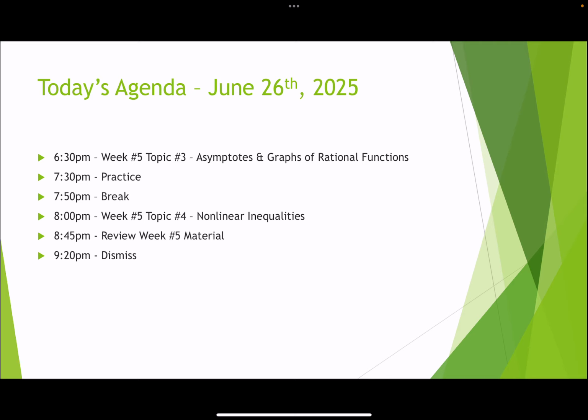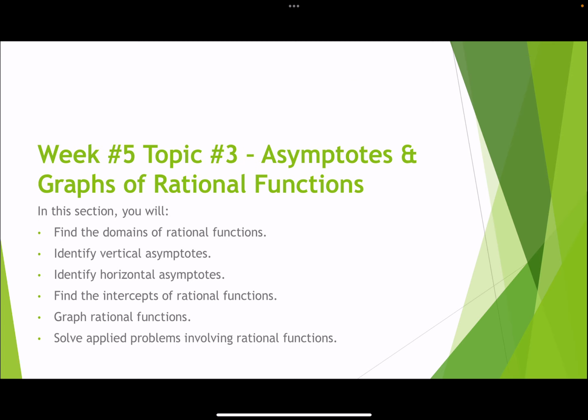So we're going to talk about asymptotes and graphs for rational functions. We'll practice a little bit. Obviously not taking a break since we're doing this virtual. Then we're going to talk about nonlinear inequalities, and then we're going to work through the week 5 material. Okay? So what we're going to talk about is finding domains of rational functions, identifying vertical asymptotes, identifying horizontal asymptotes, finding the intercepts, and then graphing them, stuff like that.